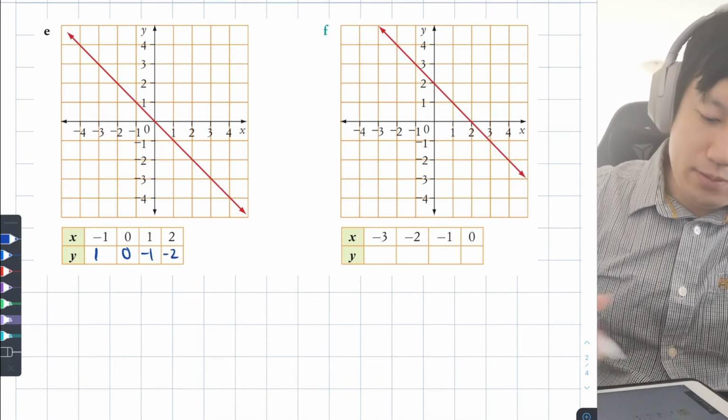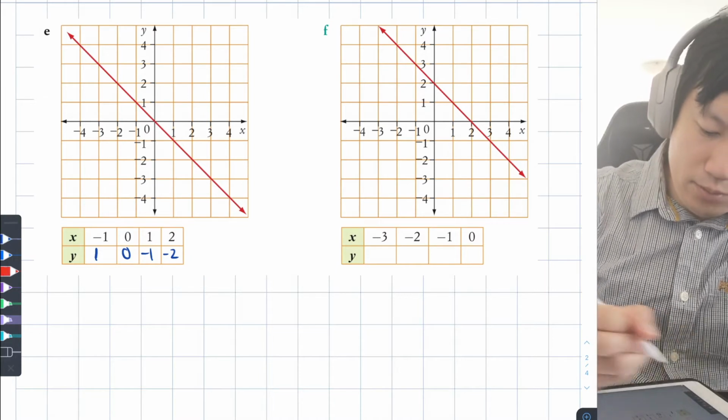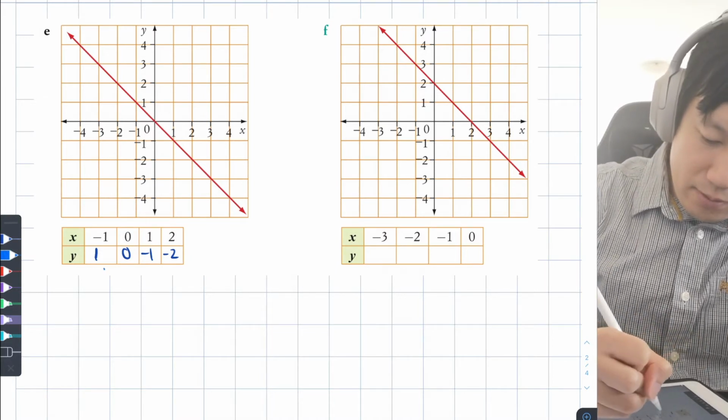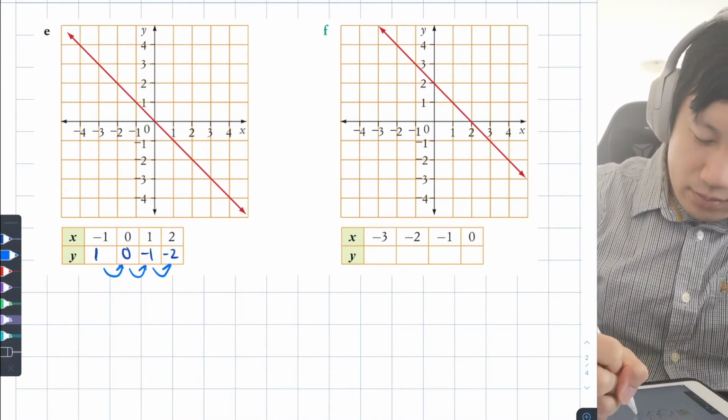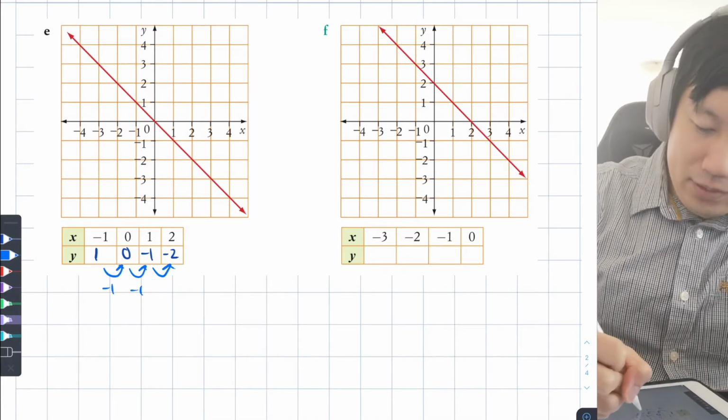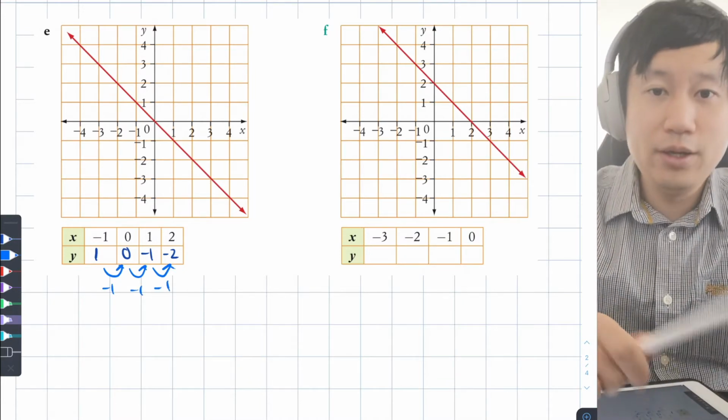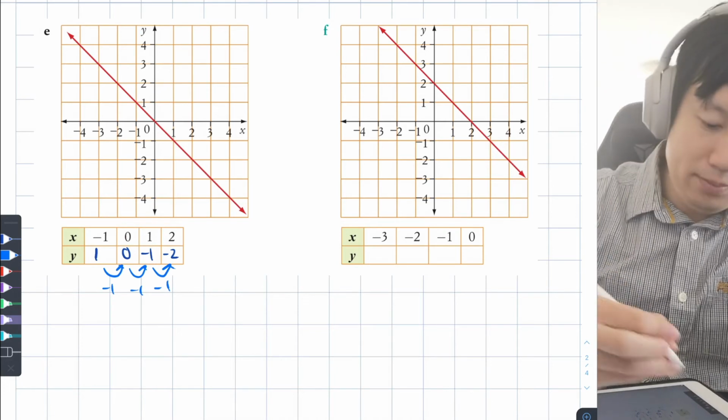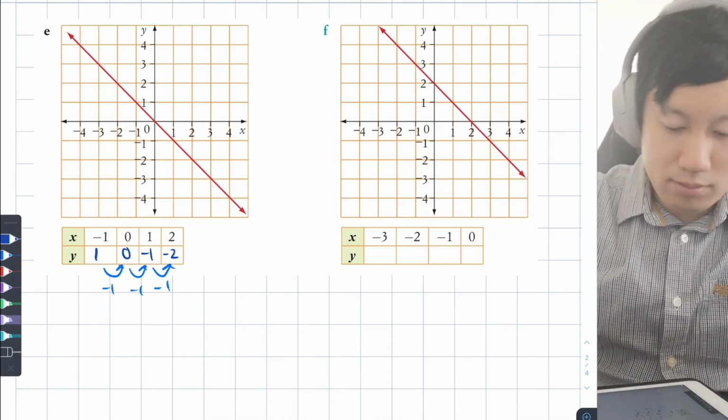Now have a look at what's happening to these values from left to right. They are going down by 1. So if they're going down by 1, that means -1 every single time.